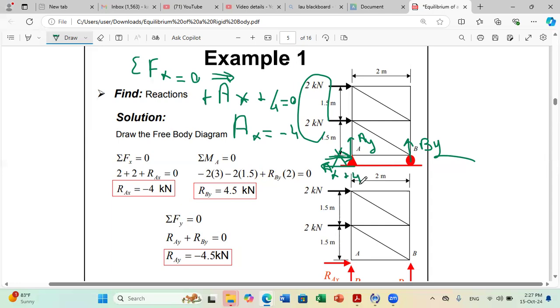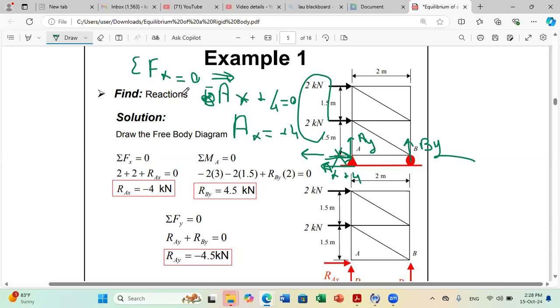Now, if you paid attention from the beginning that ax should be to the left, you can put it to the left from the beginning, and then in your equation, instead of putting plus here, you will put minus ax, and you will get ax is plus 4. So you can assume what you want at the beginning, and if you get a positive result, your assumption is right. If you get a negative result, your assumption is wrong. So this is for sum of forces about x.